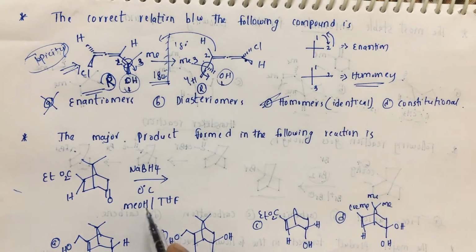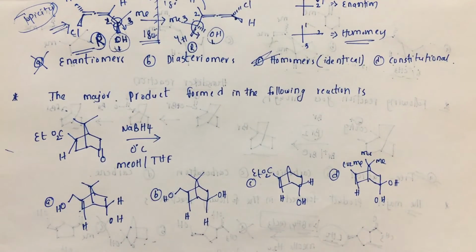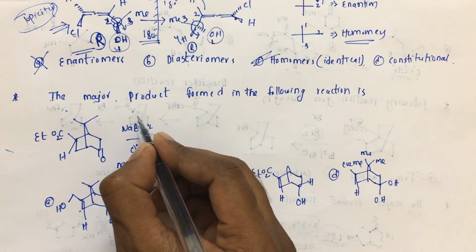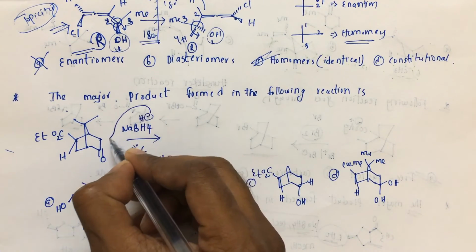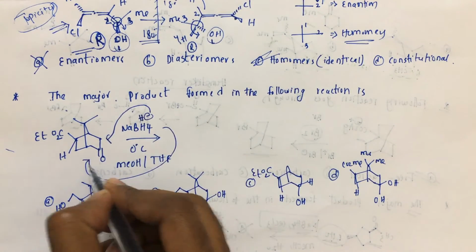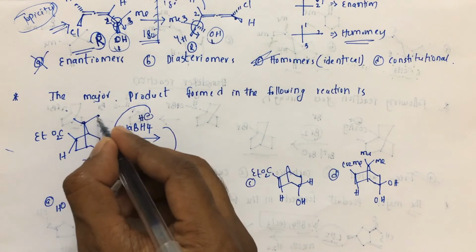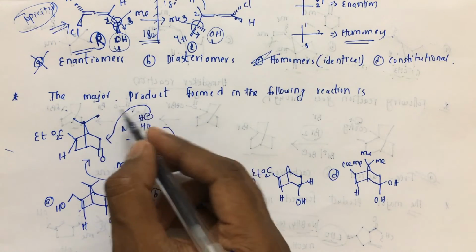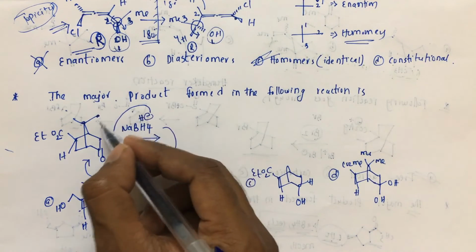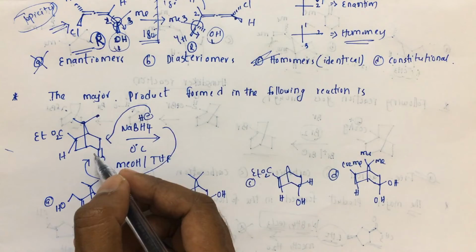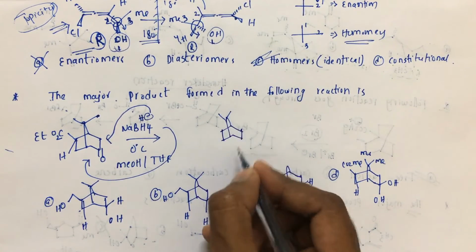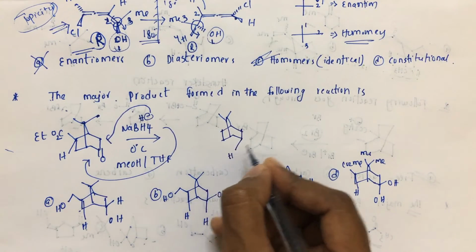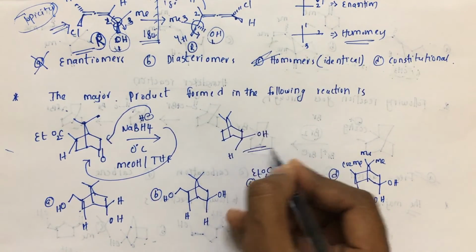And another one, here we have sodium borohydride in the presence of methanol and THF. This is also a simple reaction. The product mainly depends upon how H minus is approaching, whether from this side or this side. And here we have to see the bridged methyl groups. Because of those methyl groups, the hydrogen cannot approach from this direction, so it has to approach from this direction. So when it approaches from down like this, the hydrogen comes here and OH comes here. So this is the product.